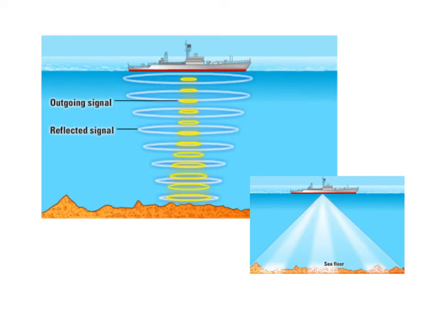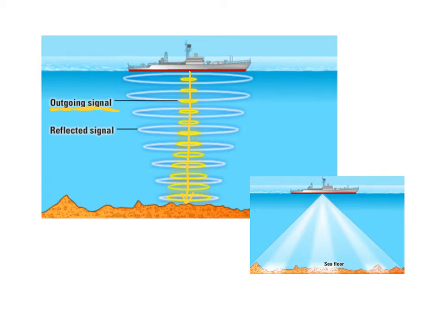Okay, let's talk a little bit about this sonar and how it works. Now, with sonar, what we have is a ship, a vessel, which is going to emit an outgoing signal. It's going to create a sound and send that sound wave out from the boat. And you can see that sound wave traveling from the bottom of the boat down to the bottom of the ocean there.